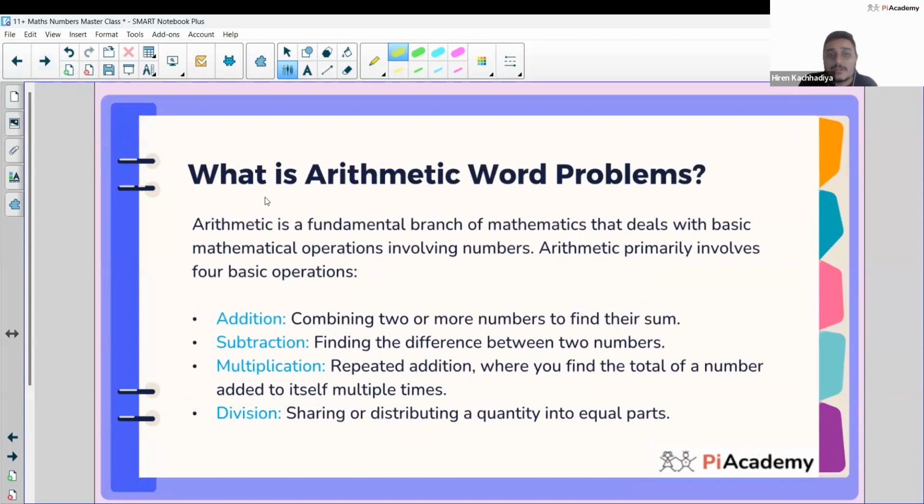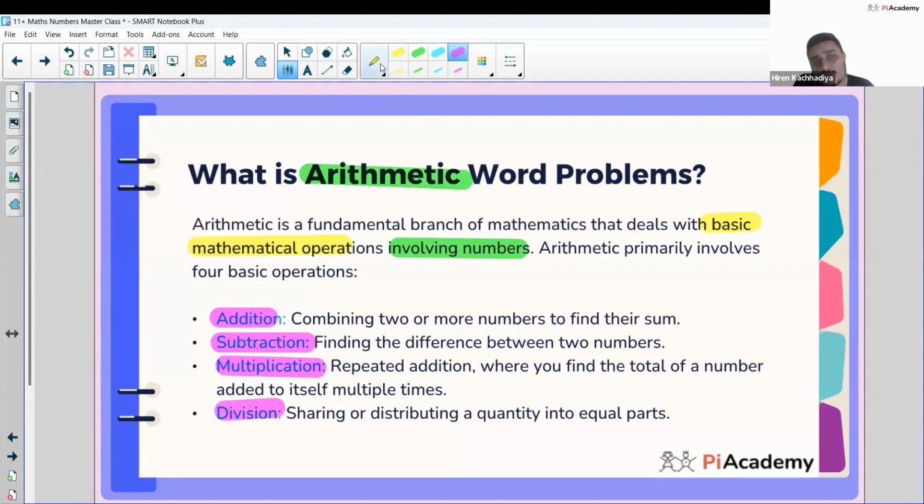As I told you, the first topic is: what is an arithmetic word problem? Arithmetic is a fundamental branch of mathematics that deals with the basic mathematical operations involving numbers. What are basic mathematical operations? There are 4 mathematical operations, and if those involve numbers, then it is an arithmetic word problem. The 4 basic operations are addition, subtraction, multiplication, and division.